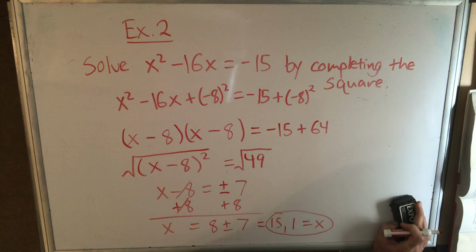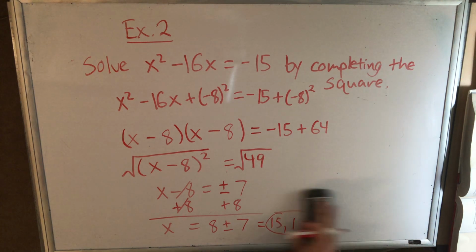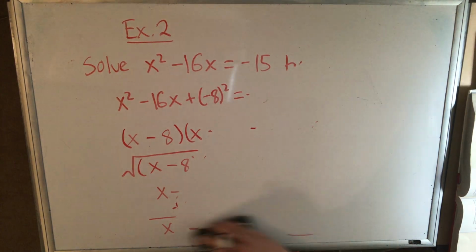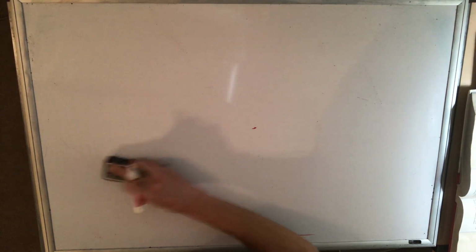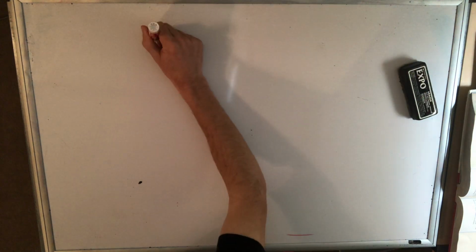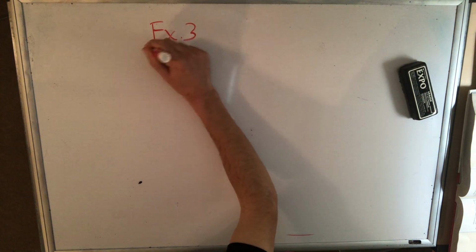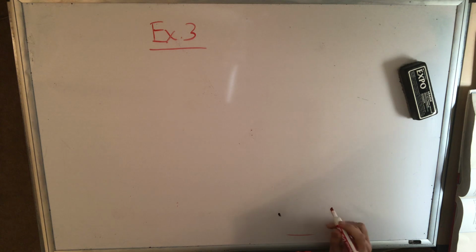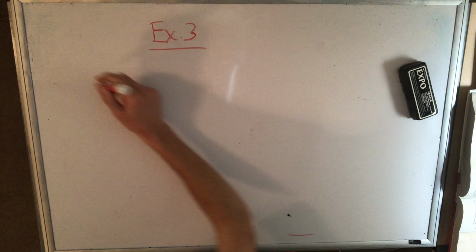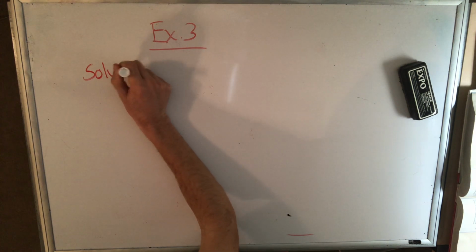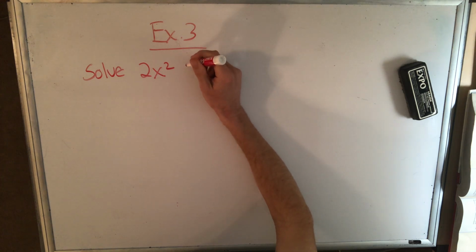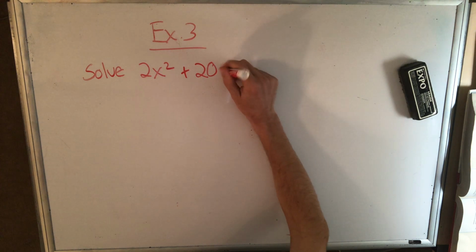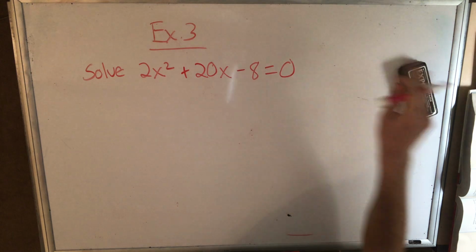Example 3, solve a quadratic equation in standard form. Let's write this out. Example 3. It says solve 2x squared plus 20x minus 8 equals 0 by completing the square.